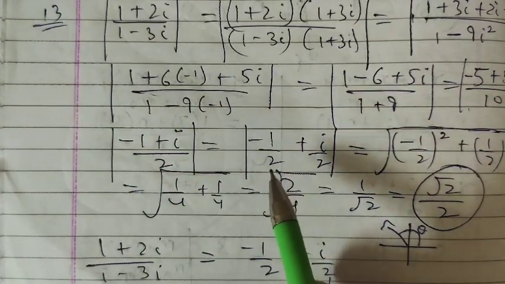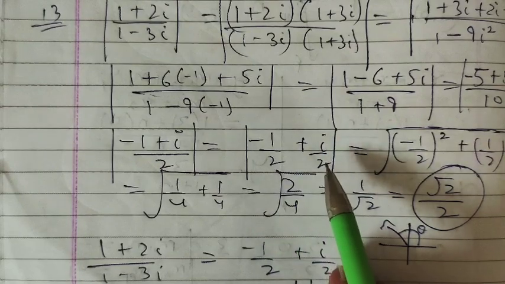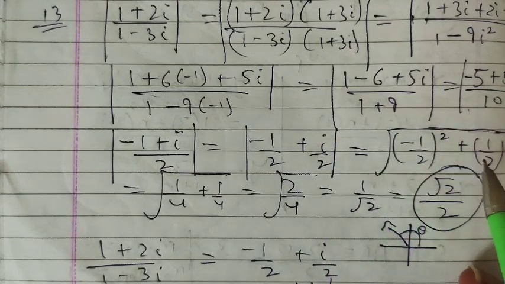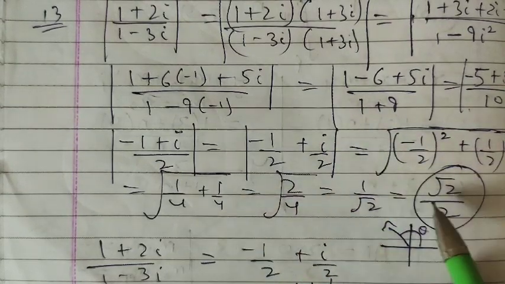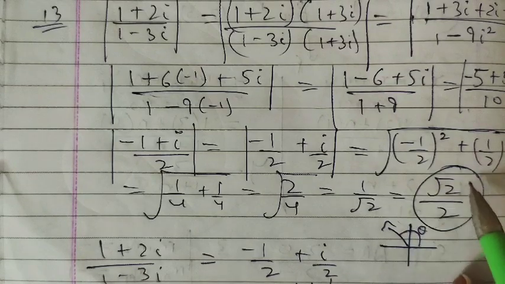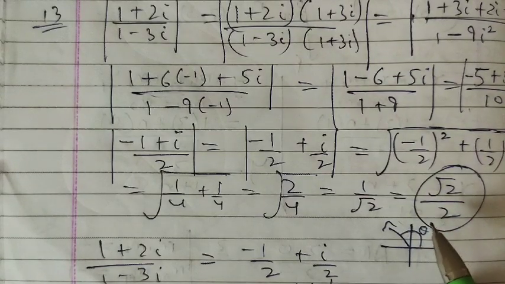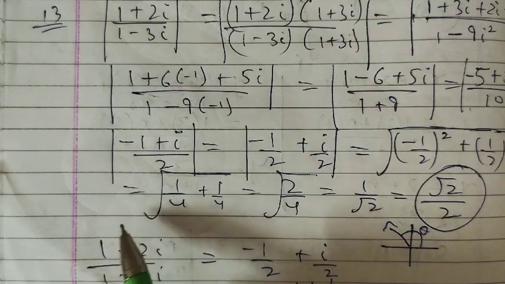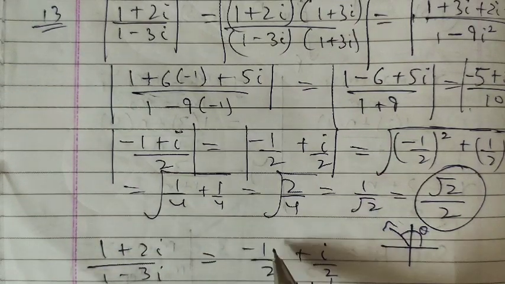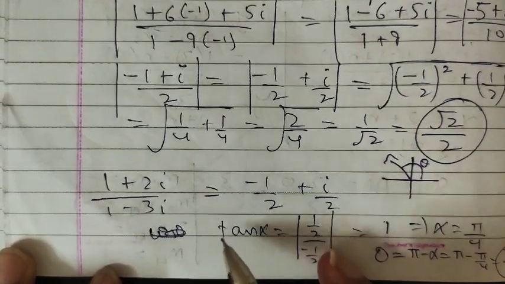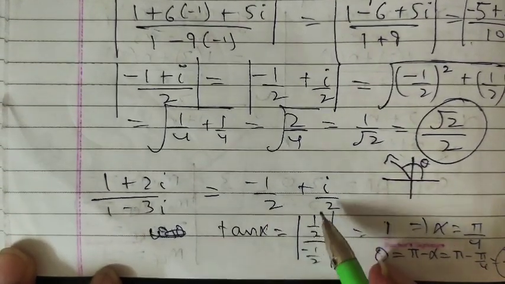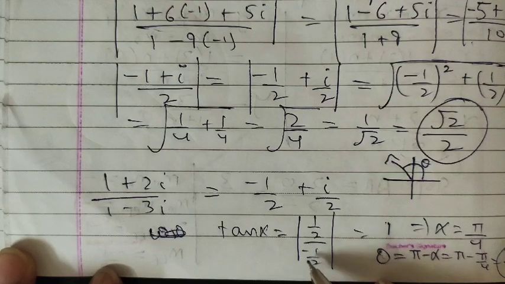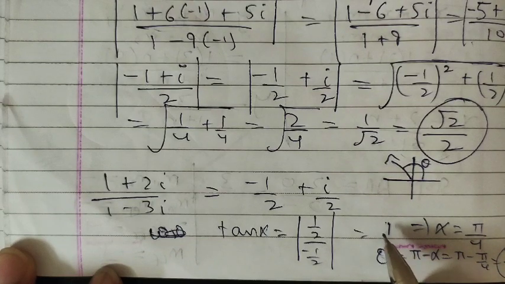The modulus of a plus iota b is the square root of a square plus b square, so that's what we have done. So the modulus we got is root 2 upon 2. Similarly for the argument, when we simplify this we can say this is equal to this thing, right? So tan alpha is modulus of b upon a, so 1 by 2 upon minus 1 by 2. So tan alpha is 1, which means alpha is pi by 4.